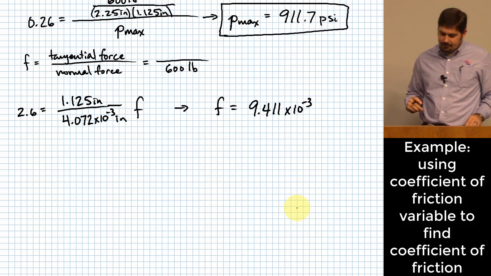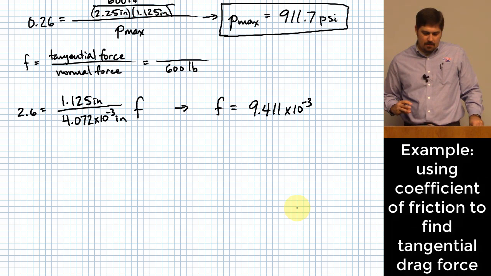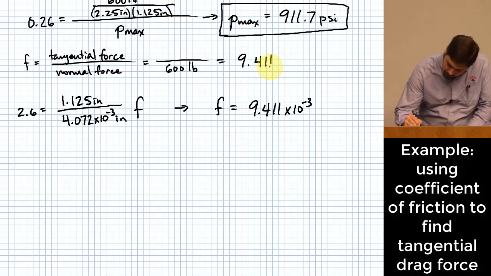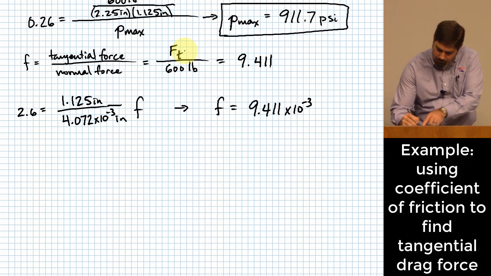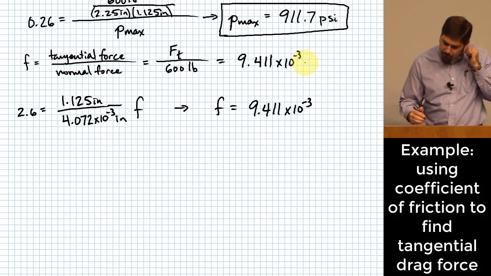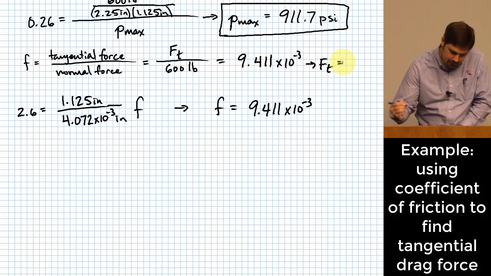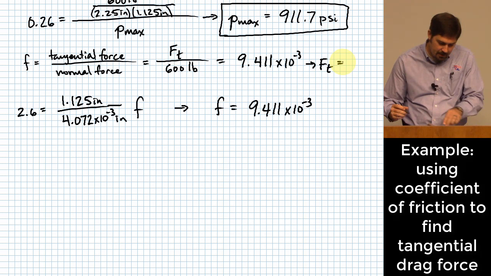Okay, well, so now we have that. We say this is equal to 9.411, and this gives me a tangential force, 9.411 times 10 to the minus third, I should say. So my tangential force then is equal to, based on that expression, 5.647 pounds.